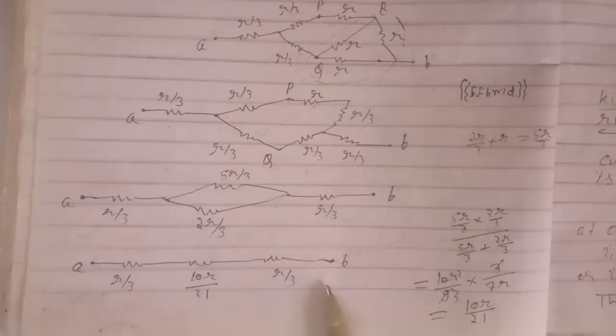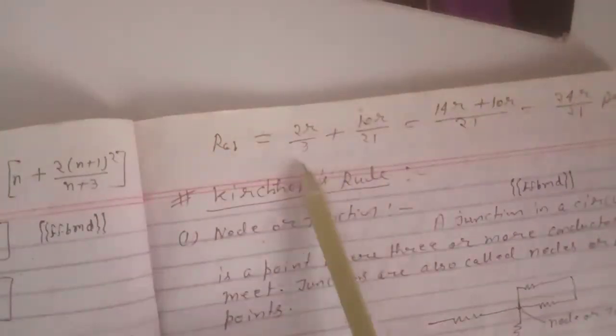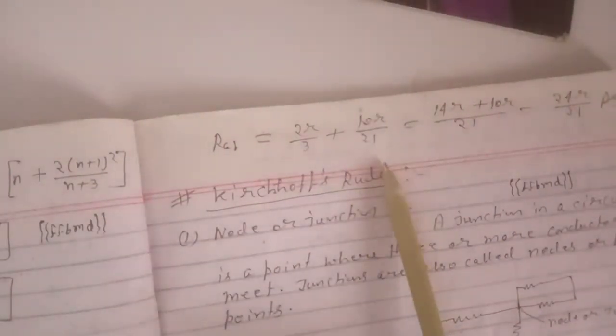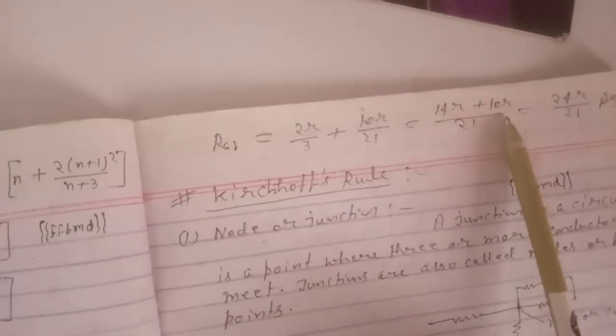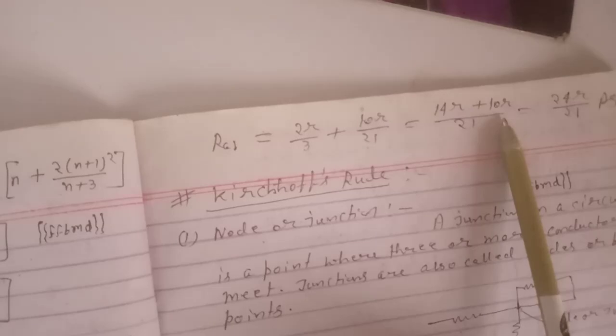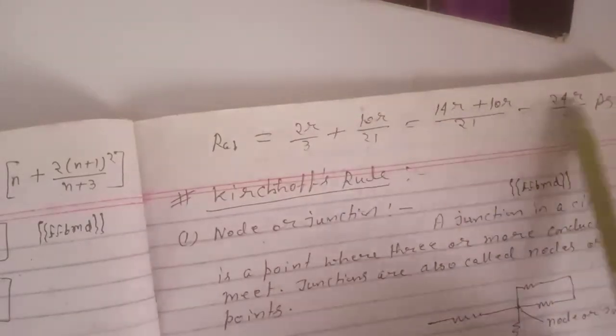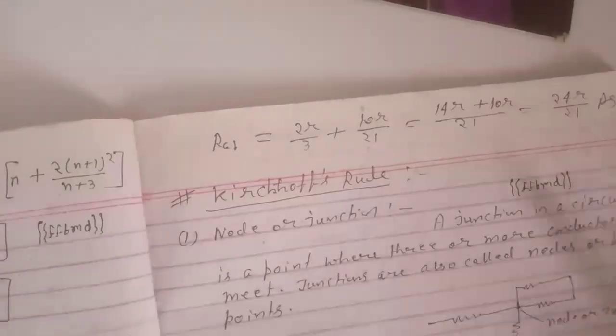Now these are in series, so we can calculate the R equivalent between A and B, and that will be RAB equals R by 3 plus 10R by 21, which equals 24R by 21. That is the answer.